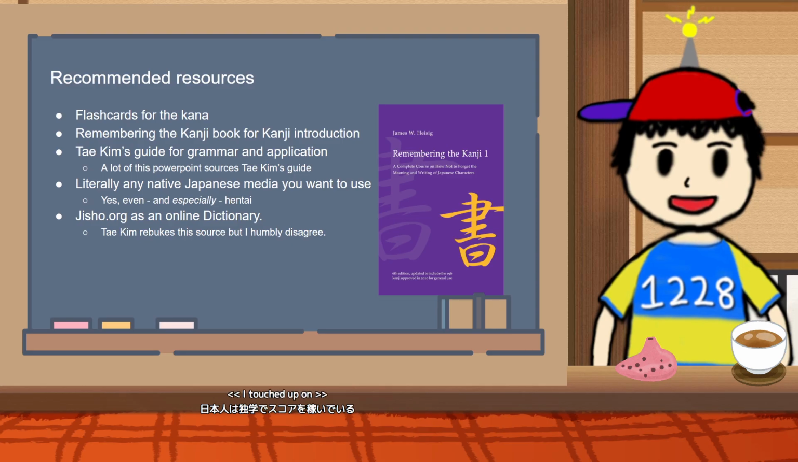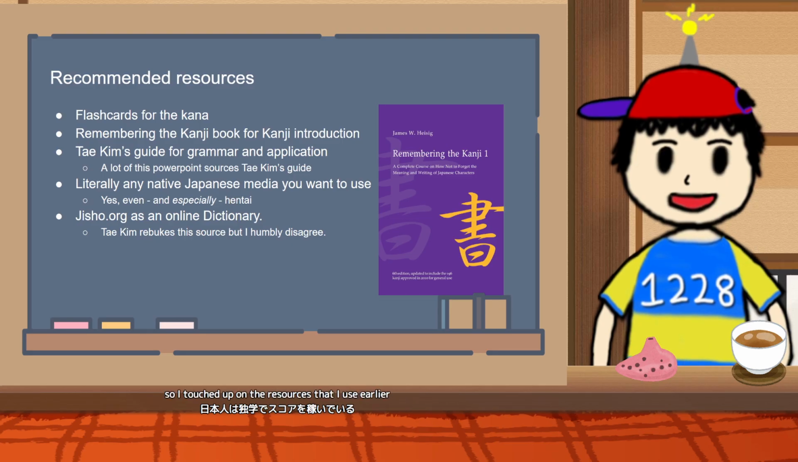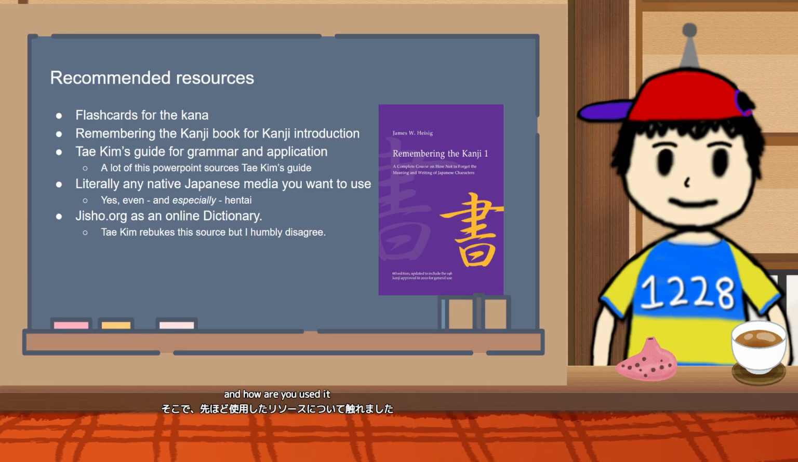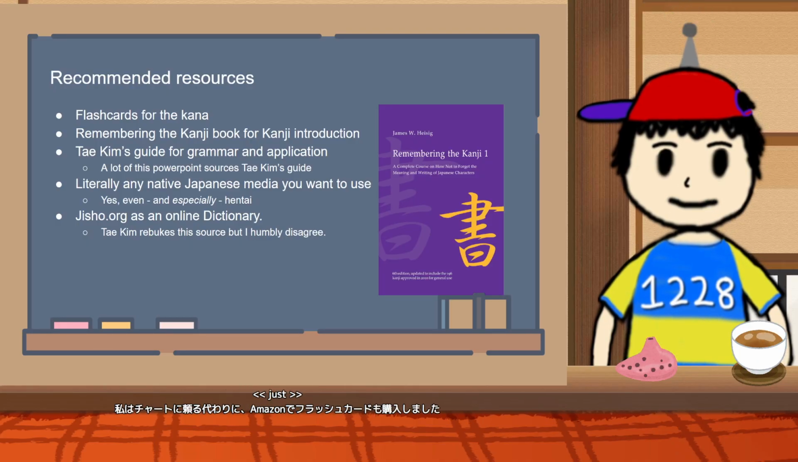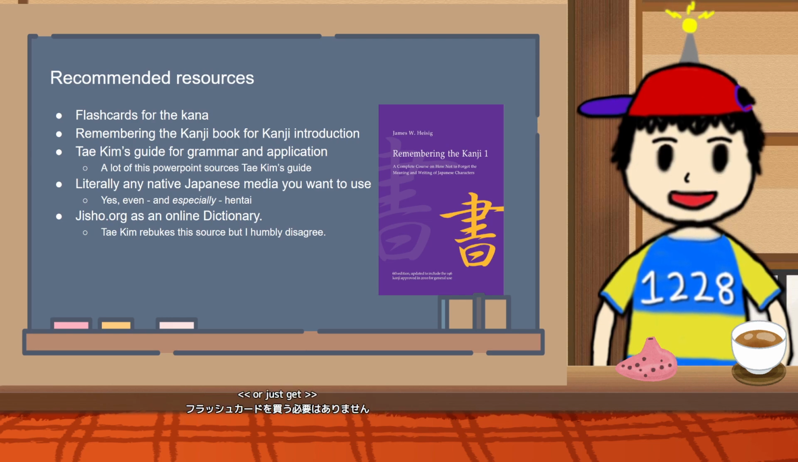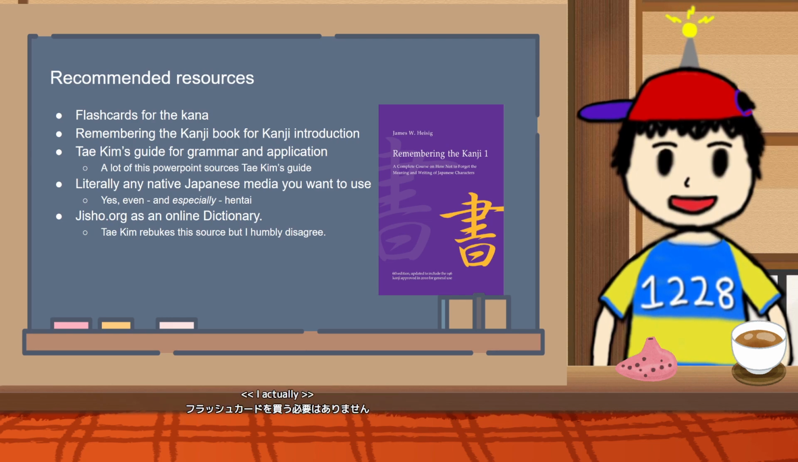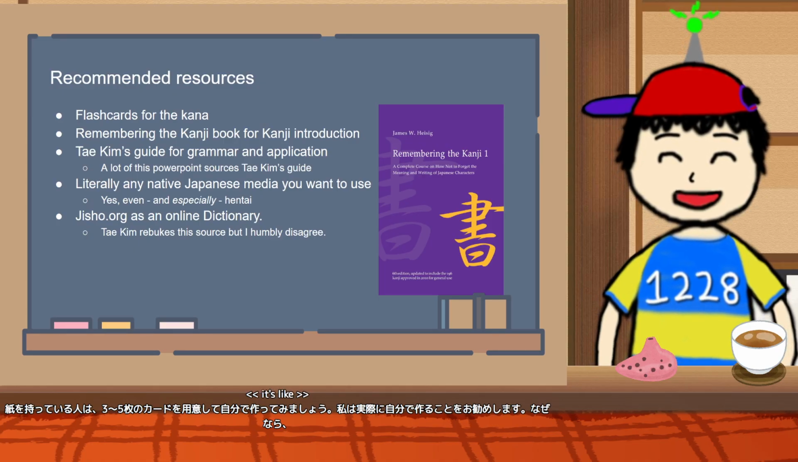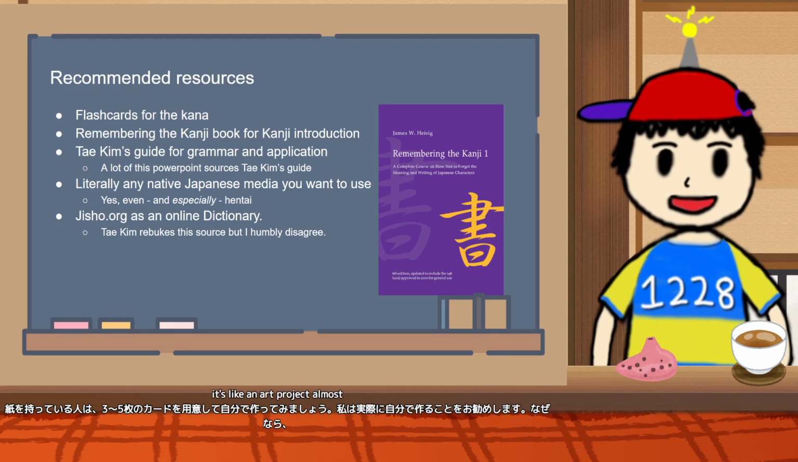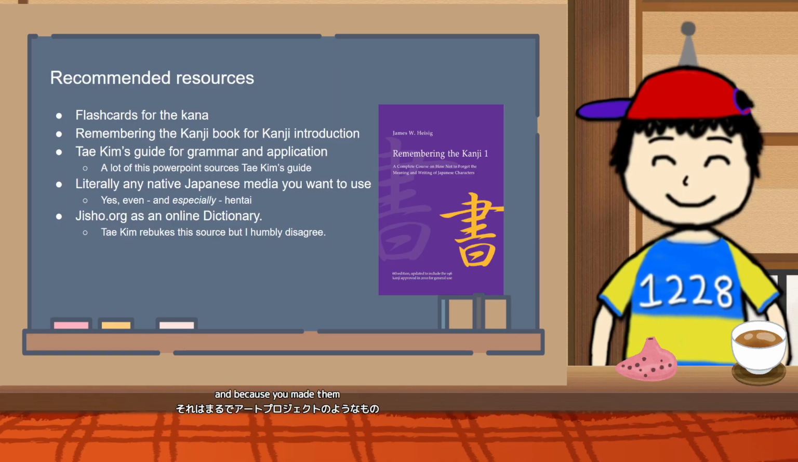So, I touched upon the resources that I used earlier, and how I used it. While learning the kana with my friend, instead of relying on the kana charts, I also bought myself some flashcards from Amazon. You don't need to buy yourself flashcards. You can just tear up some scraps of paper or just get some 3x5 cards and make your own. I actually suggest making your own because handwriting each kana is pretty fun, not gonna lie. The first time handwriting the kana, it's like an art project almost. And because you made them, it just feels better.